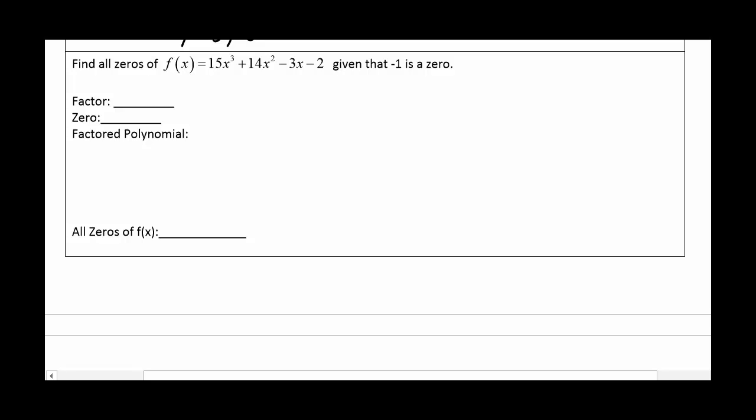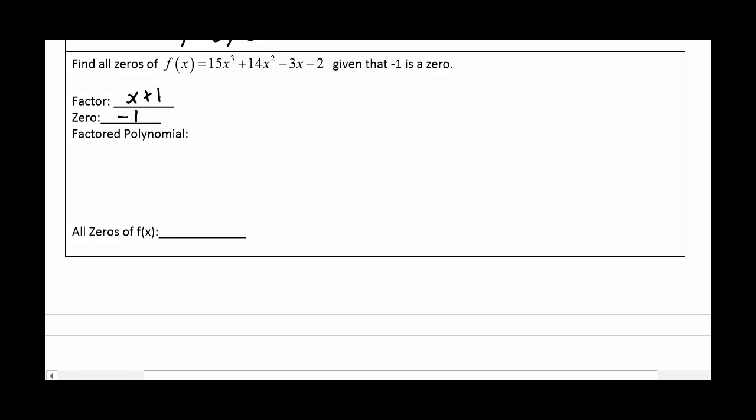And now we're going to change the form of the information we're given. So this time we're told that the 0 is -1. And so what would the factor look like? The factor should look like x plus 1. So think of it like x equals -1. If we move the -1 forward, we should get an x plus 1 there.